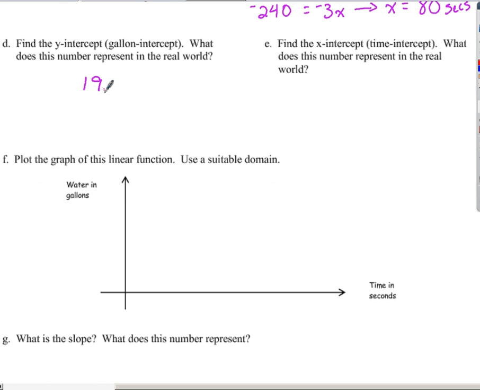On part E, we're asked to find the x-intercept, also known as the time intercept, because x and time are going together here. What does this number represent in the real world? Okay, we'll get to that in a moment. Let's find the value first. If we're going to find the x-intercept, this is where we have to let y be 0, right?